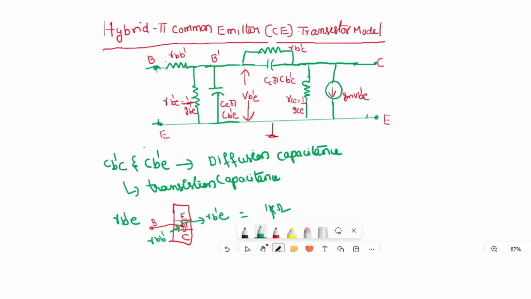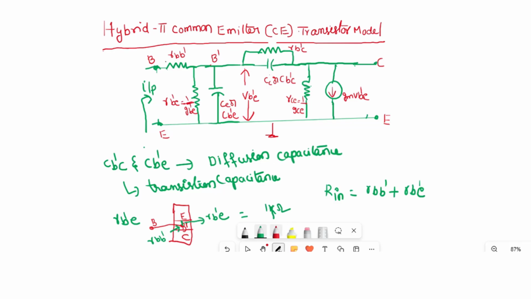It is around 1 kilo ohm. So totally, if you see the circuit, I can say this is the input side. So what is the total input resistance? The total input resistance RIN can be written as the sum of resistances RBB' and RB'E. So that is about the RB'E.